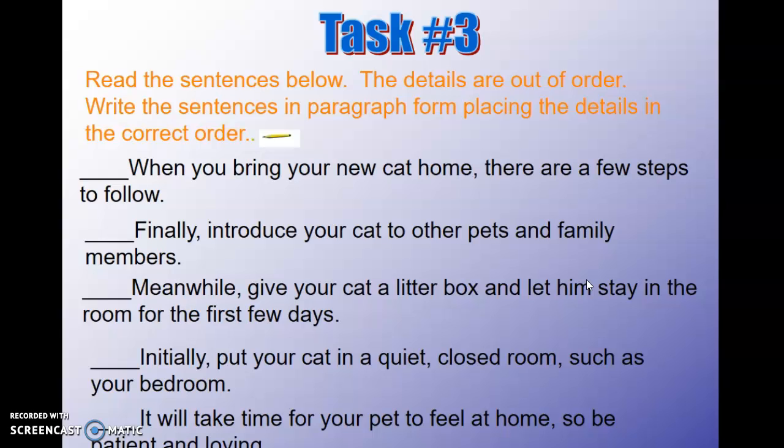Read the sentences below. The details are out of order. Write the sentences in paragraph form, placing the details in the correct order. So I'm not going to have you write the sentences, but on the next slide, you're going to type in 1, 2, 3, 4, or 5. So you're going to place it in its correct order by numbering it 1 through 5. Remember to use your transition words to help you identify the order in which these things are happening.